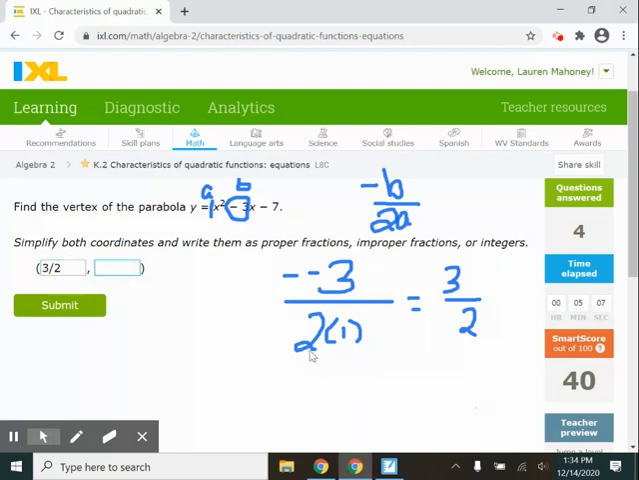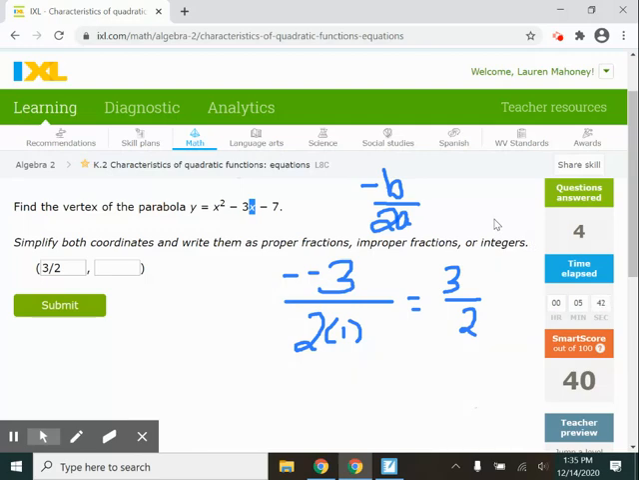Now for the y coordinate, you do have to go back through and plug in the 3 halves where the x is. So you're going to plug in the 3 halves here, and you're going to plug in the 3 halves here. So you're actually going to plug in the 3 halves in 2 different places, and then you are going to simplify. This answer will be a fraction, so I suggest you use some type of calculator that will allow you to do fractions. Again, it does not say anything about decimals. If you put in your answer as a decimal, it will be marked incorrect.